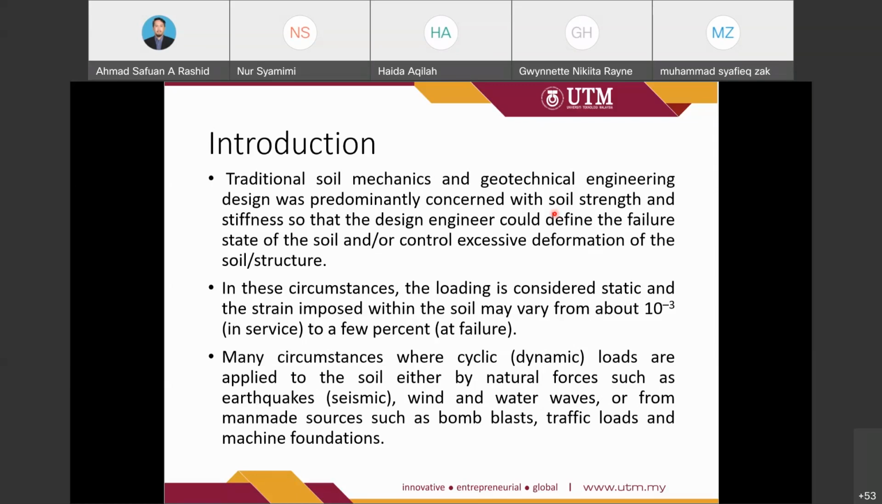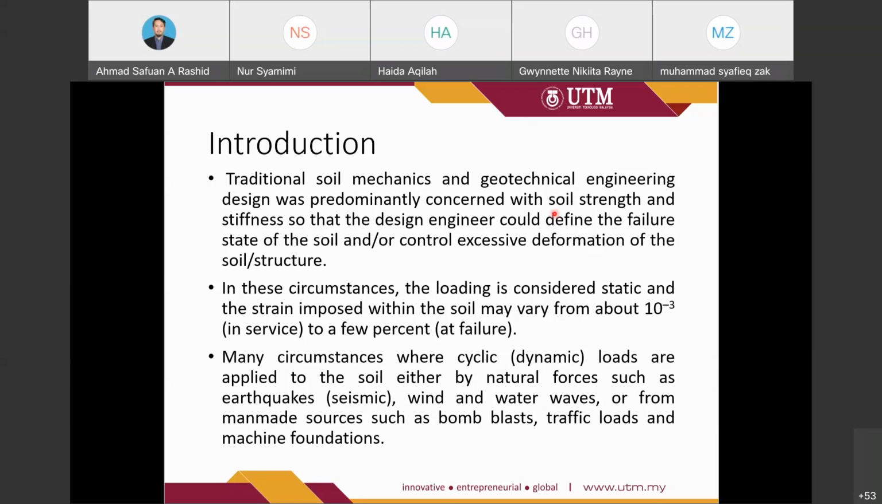There are many circumstances where cyclic or dynamic loads are applied to the soil, either by natural forces such as earthquake, wind and water waves, or from man-made sources such as bomb blast, traffic loads, and machine foundations. These are examples of cyclic loads that commonly occur.